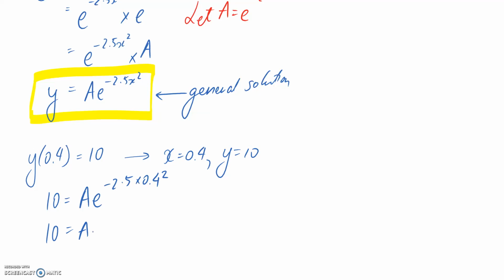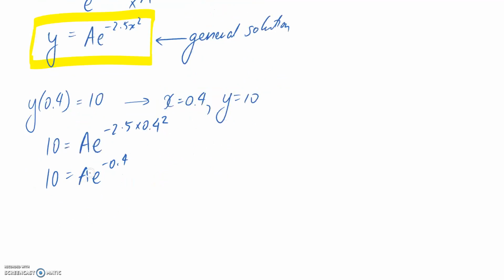So this here simplifies to just be e to the power of negative 0.4, which is a bit nicer. And then if I want a on my own, all I need to do is divide by e to the negative 0.4. And if I type that into a calculator, it comes to approximately 14.92. So that there is my constant.